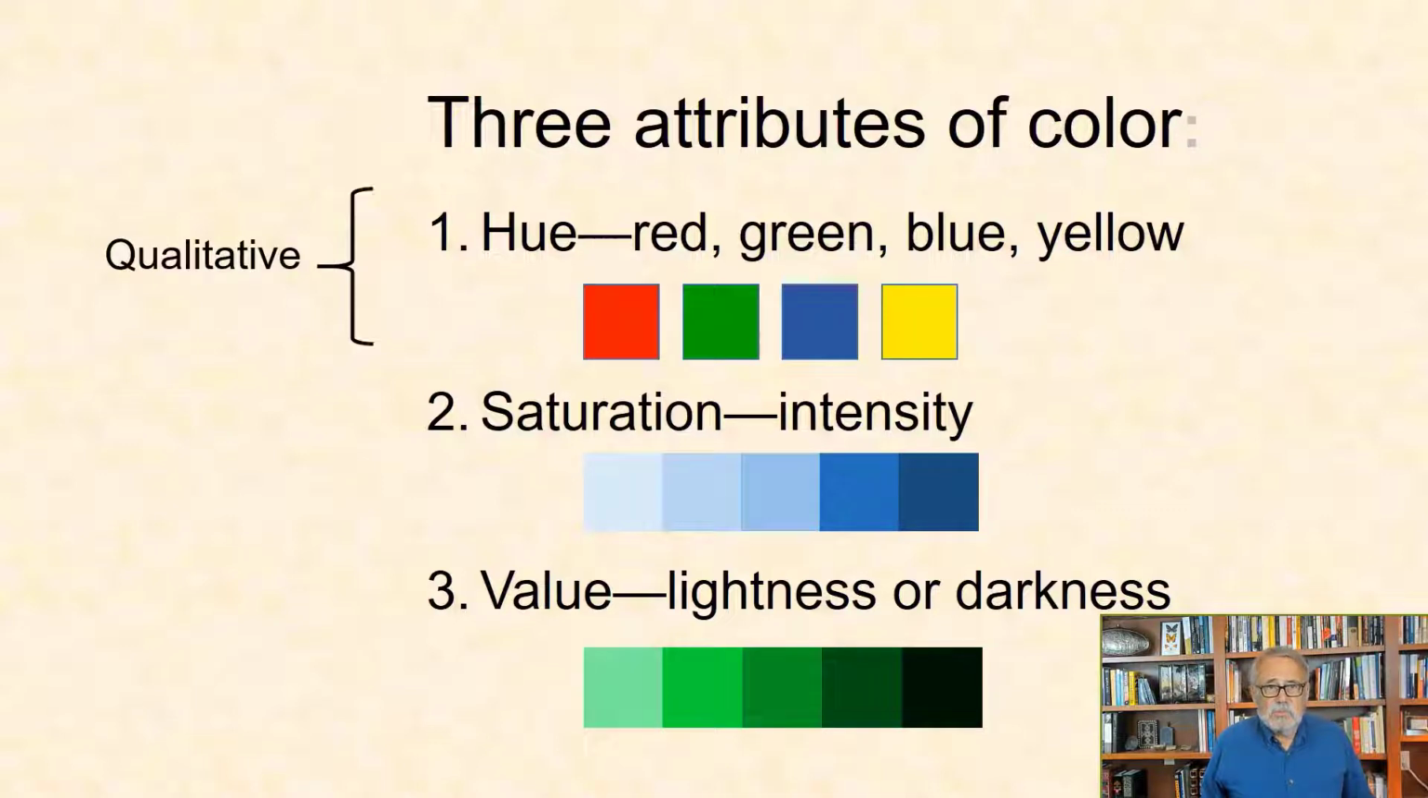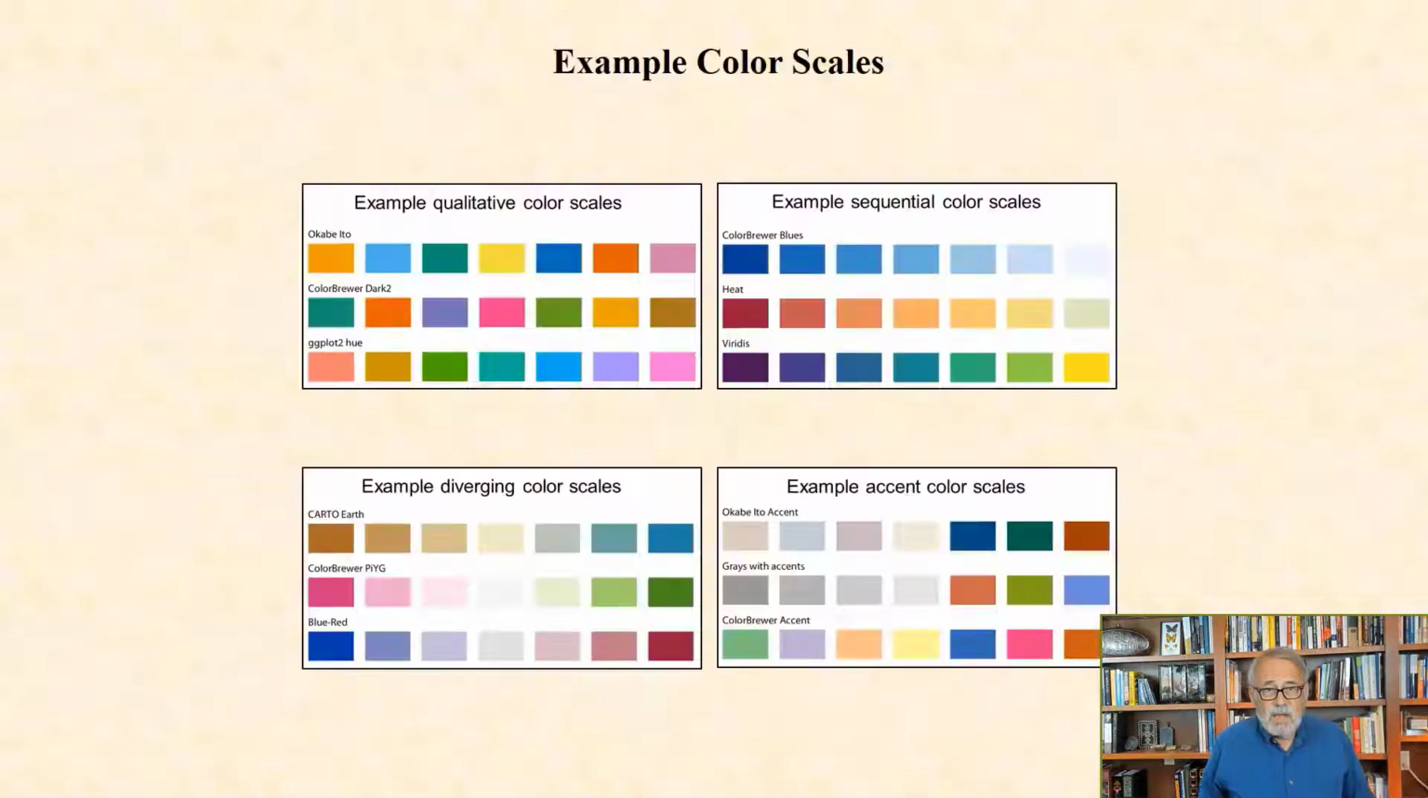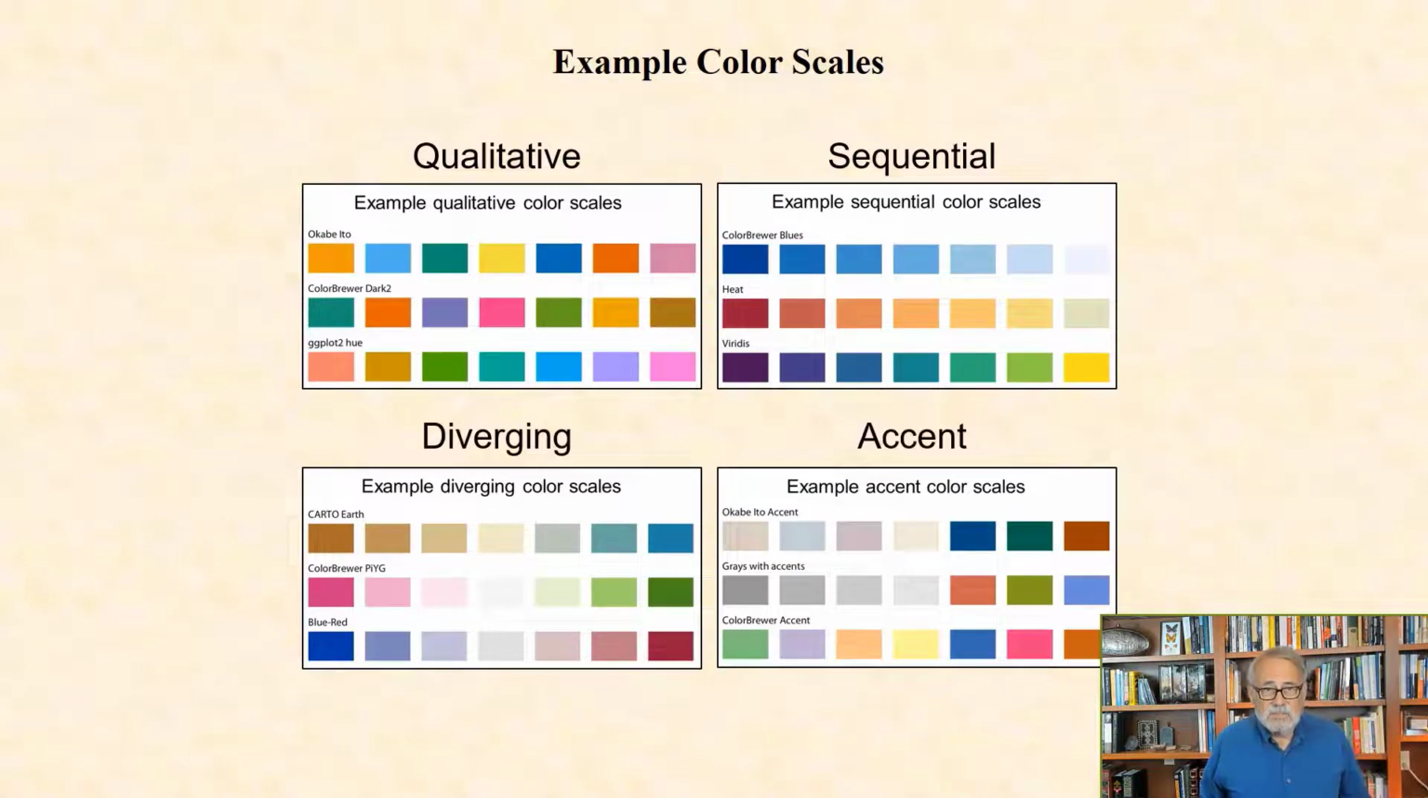Hue is used to separate qualitative categories, such as apples, oranges, and pears, using these bright colors. Saturation and value are used in the context of sequences or gradients, such as ocean depths, distributions of incomes, or population densities. I will now show the application of these color concepts. There's qualitative application, sequential, diverging, and accent.